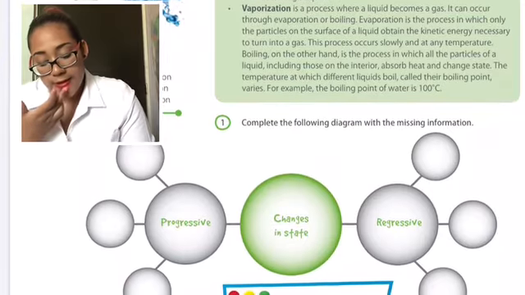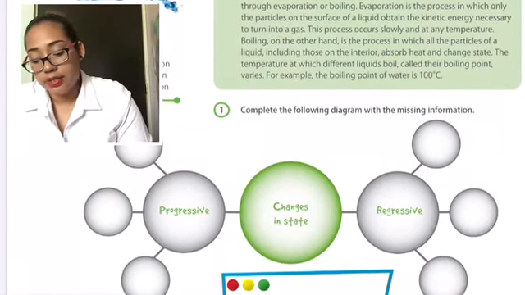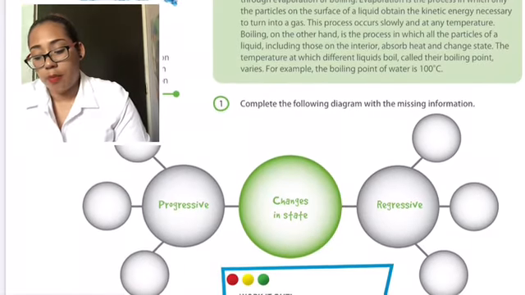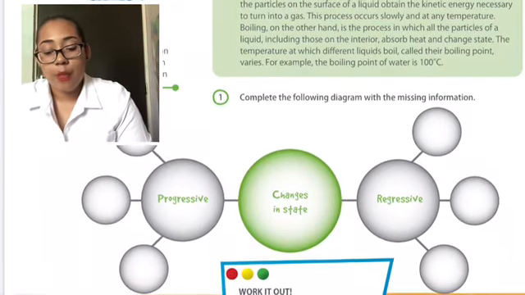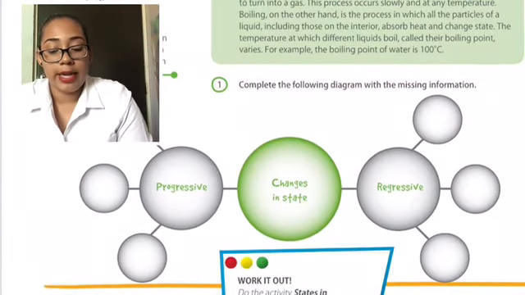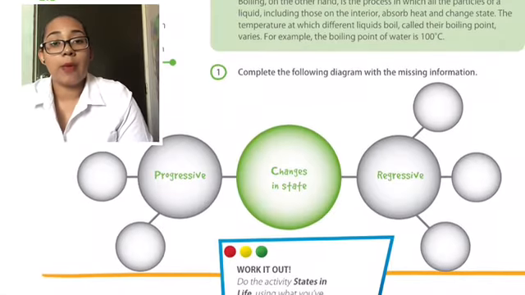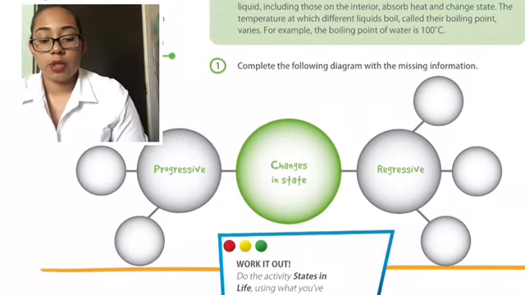Okay, so take a look at the bottom exercise. Complete the following diagram with the missing information. I want you to please do exercise number 1 in 5 minutes. If you have less than 5 minutes, great. I will set the timer. So get ready.